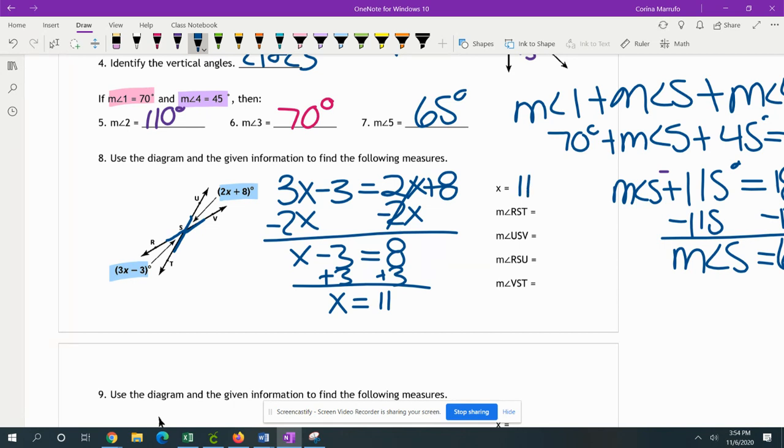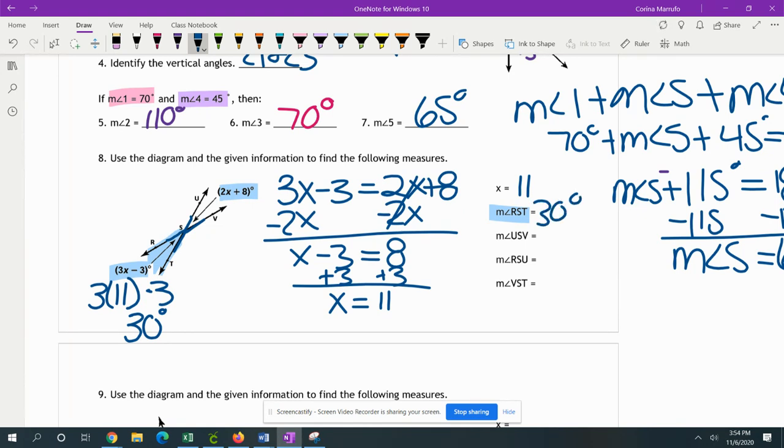All right, so then RST. In order for us to find RST is this angle right here. So I'm going to take my 11 and plug it in. So 3 times 11 is 33. Minus 3 gives us 30 degrees.